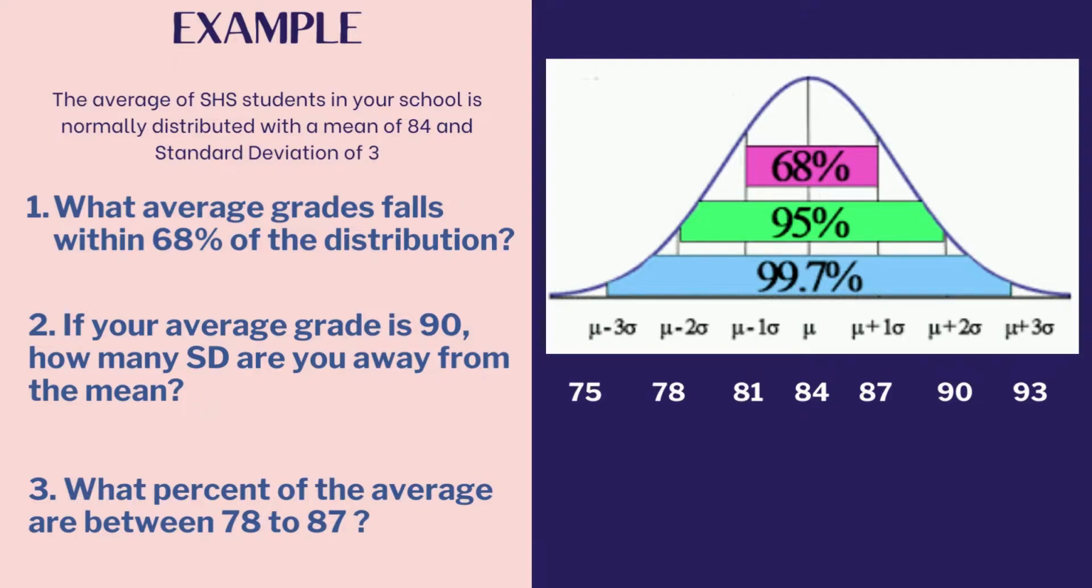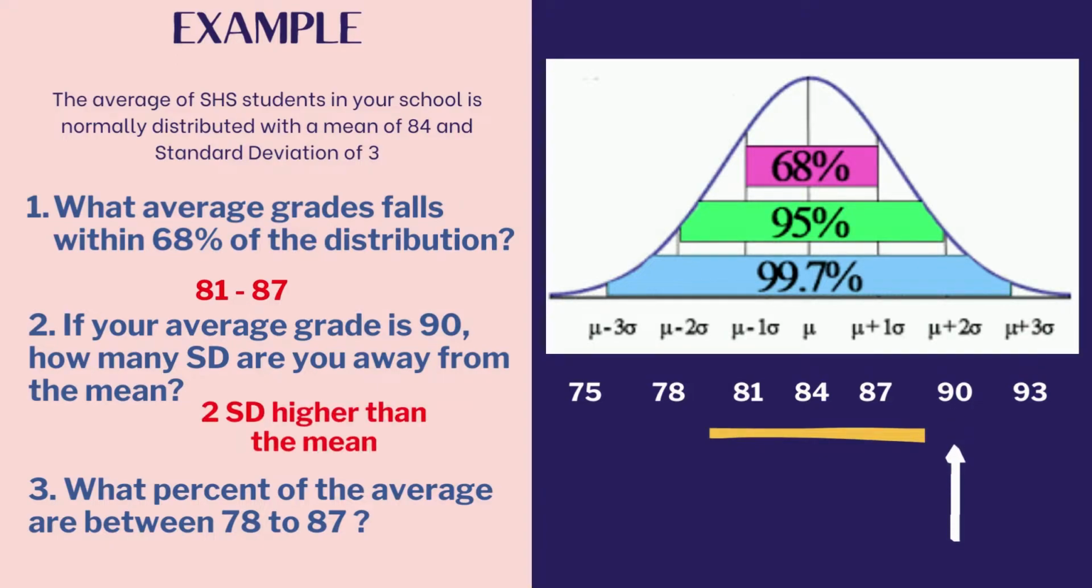So, the question is, what average grade falls within 68% of the distribution? So, 68% is the first standard deviation from the mean. So, lahat ng nasakop dito, that is 81 to 87. And that's the answer. Number 2 question, if your average grade is 90, how many standard deviations are you away from the mean? So, the average grade is 90 and ito ay nasa 2 standard deviations. So, the answer is 2 standard deviations higher than the mean.